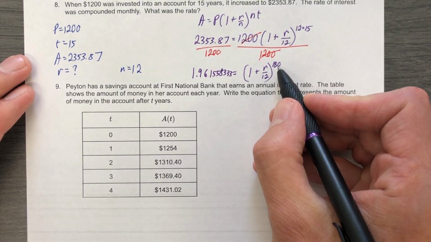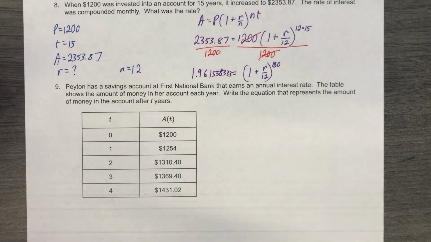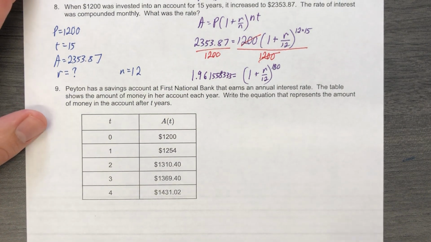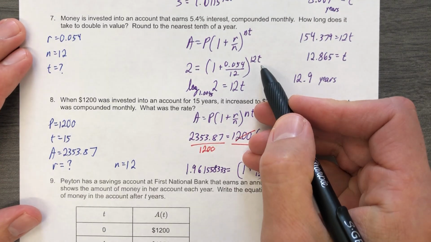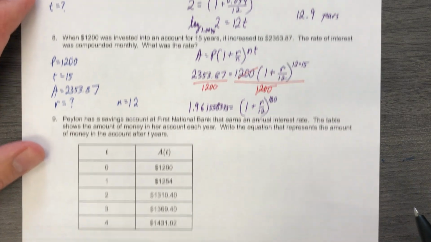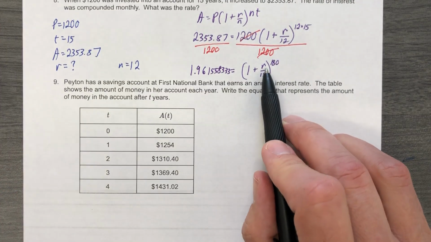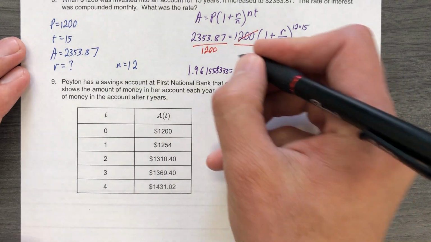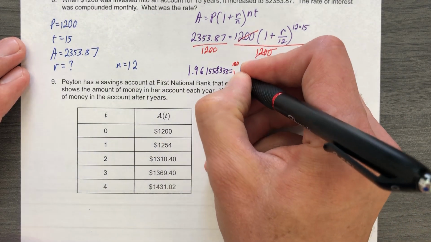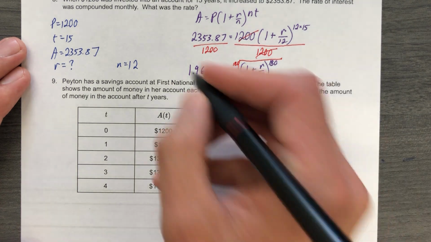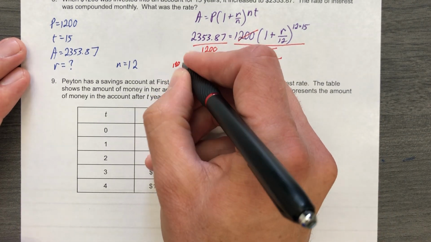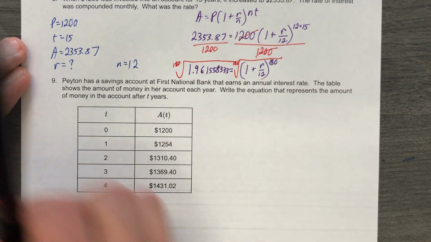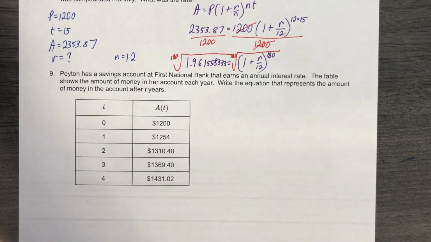I'm raising something to the 180th power. I'm not solving for a variable that is in the exponent. I am solving for a variable that's, well, not in the exponent. It's down here. So I got to get rid of that exponent. So we're going to take the 180th root of this. 180th root of that. Oh boy. It's going to get fun.